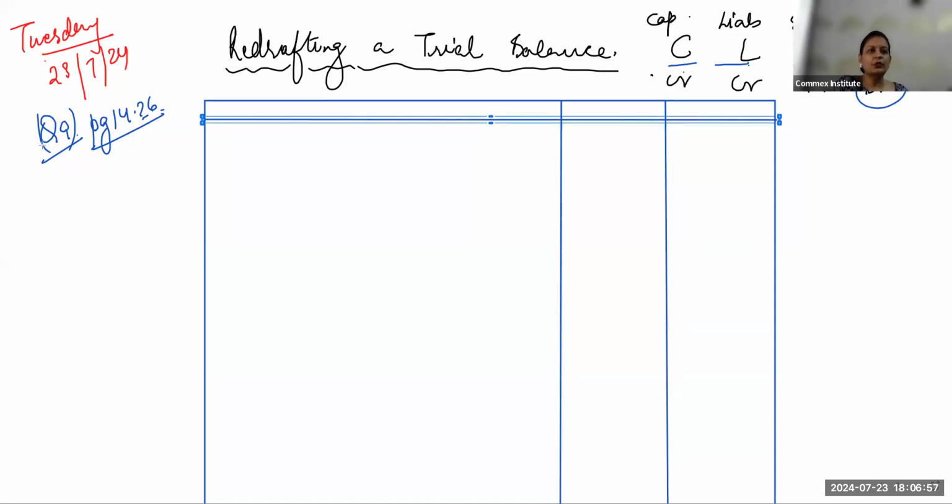So here we are going to put the heads of accounts. You can just put the name of the account, and the debit balances and the credit balances, right? So building, we are going to put on the debit side because it is an asset. We'll put the amount as 3 lakh.